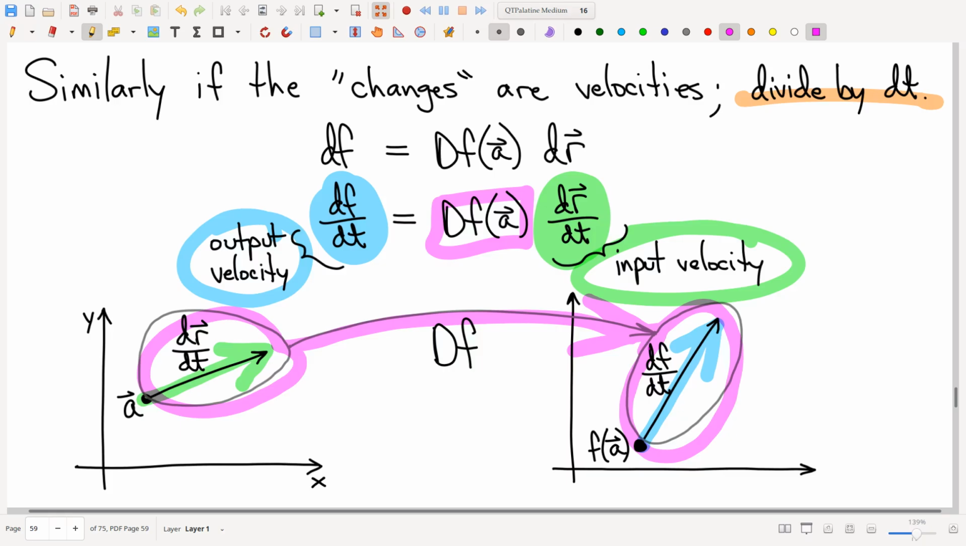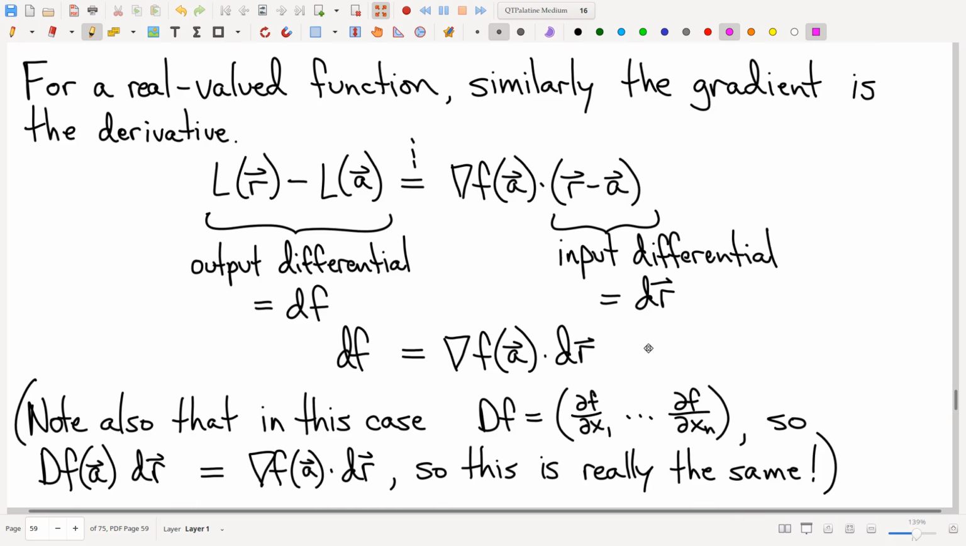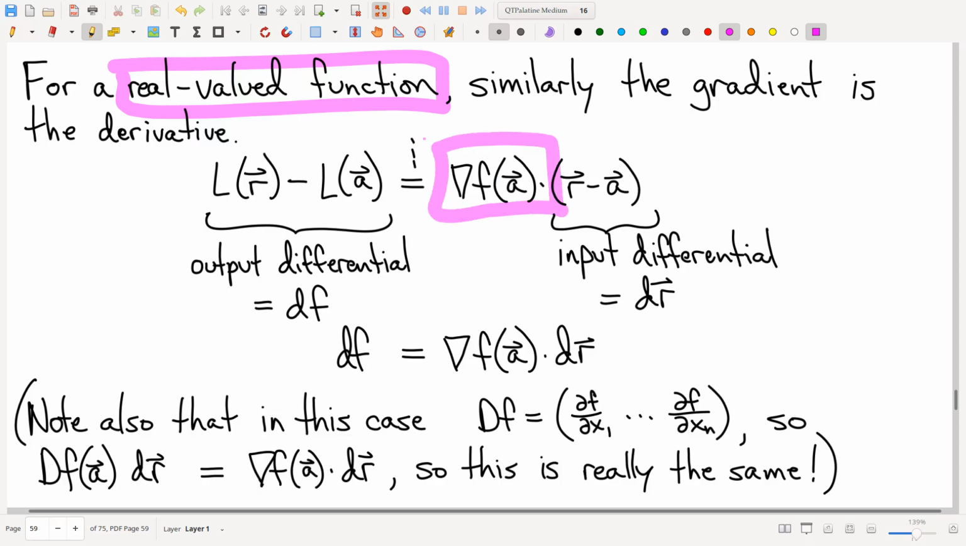Okay. Last observation I'm going to make, and this is just more of the same. Again, hardly anything is going to happen here. If we had a real valued function, whereas previously we were considering the general case, multivariable and vector valued, I would have this alternative. Instead of writing the derivative matrix, a matrix with a single row, I can reinterpret that as a dot product with the gradient. This is our alternative take on the real valued case.